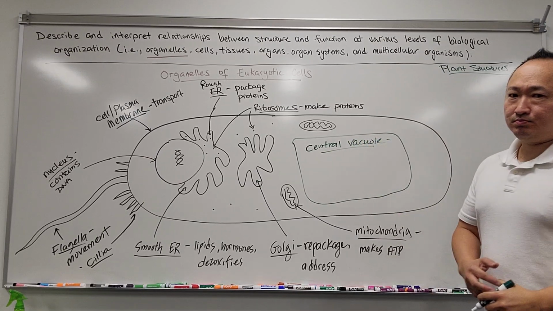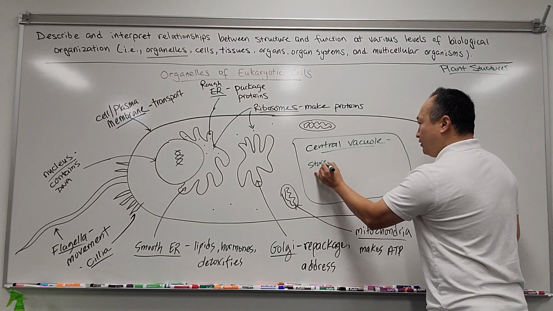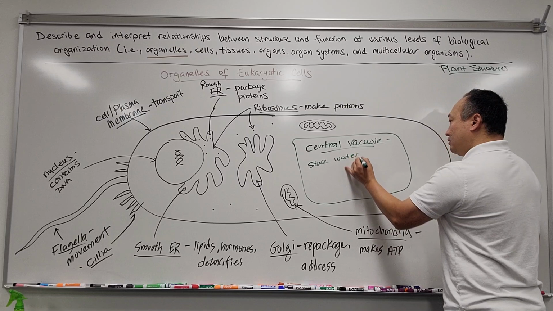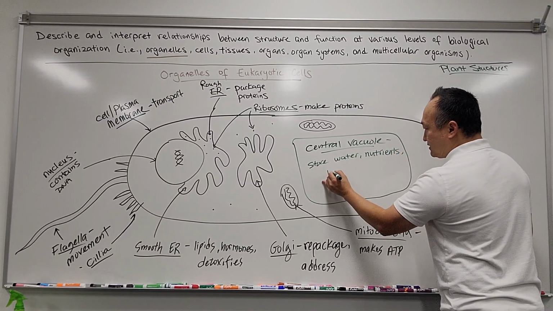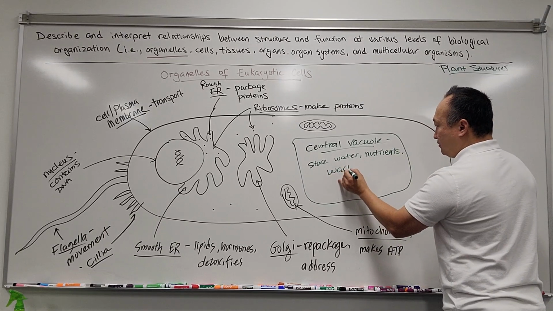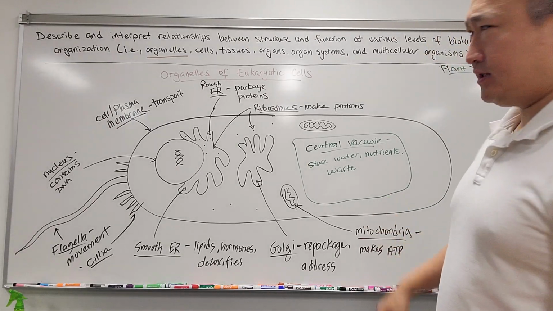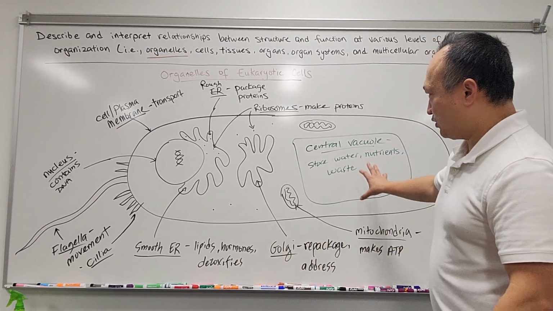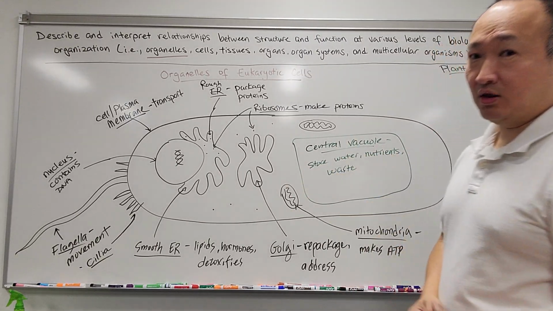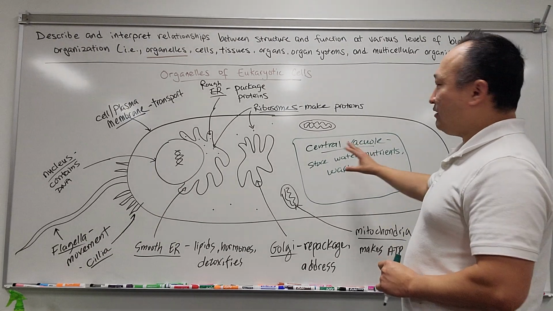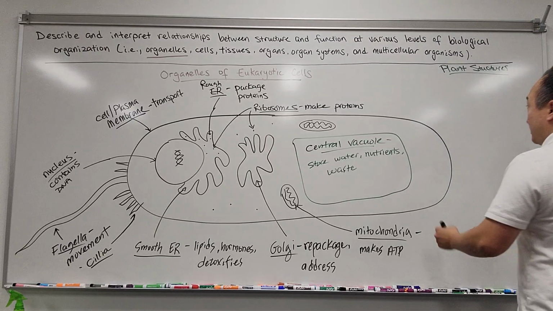Its job is to store water, nutrients, and waste. If you just say store water, you're probably fine. You water plants, or plants get water from roots, and it's stored in these large containers inside the cell called the large central vacuole. Animal cells do have vacuoles, but they're much, much smaller. So there's one.